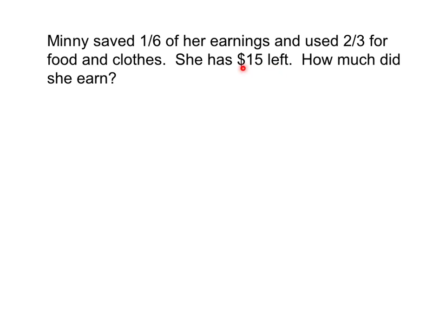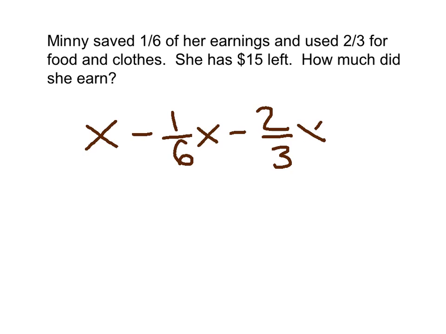So you're assuming that this is money that she's not saving. This is money that she's spending. So how much did she earn? Since you don't know how much her earnings are, you're going to use X to represent that. Or sorry, how much she started off with, that's X. And she's taking away 1/6 of that and then using 2/3 again of the original amount, and she has $15 left. So the reason why it has subtraction is because you're taking away these amounts. So to solve, you're just going to solve for X, and that tells you how much she earned.